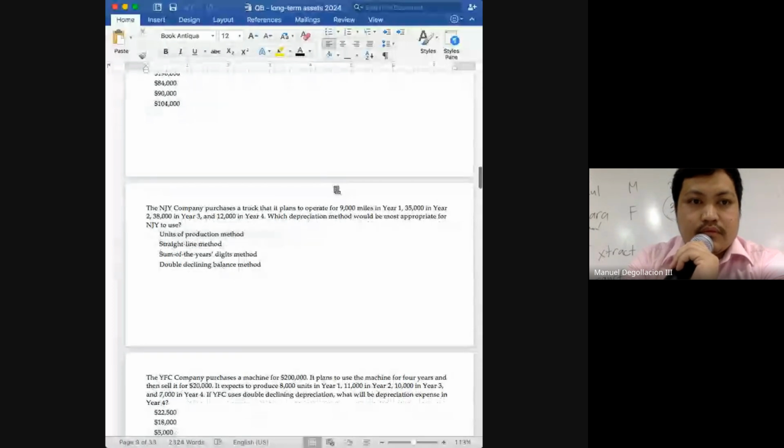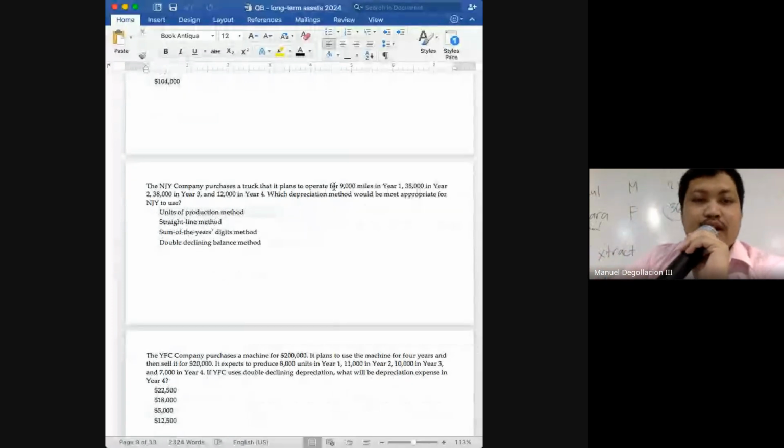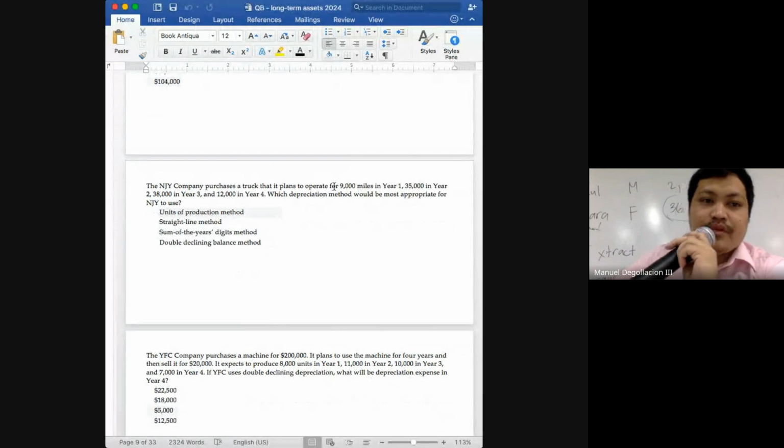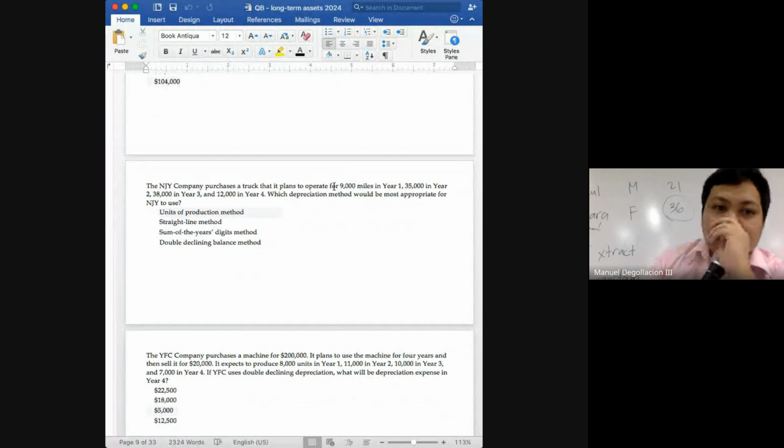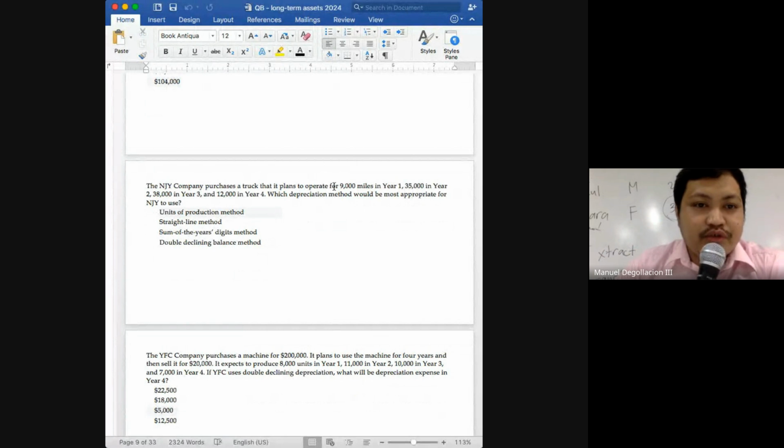Okay, next problem. The company purchases a truck that it plans to operate for 9,000 miles in year 1, 35,000 in year 2, 30,000 in year 3, and 12,000 in year 4. Which depreciation would be most appropriate for the company to use? Again, choose a method that would reflect the use of the asset.